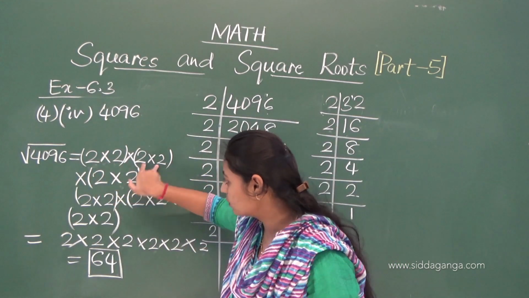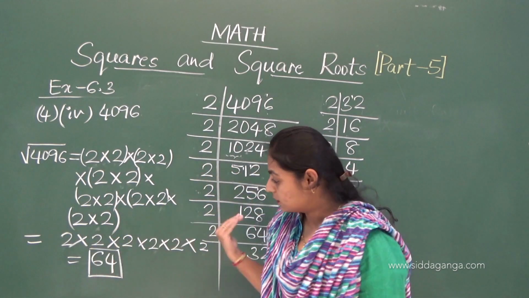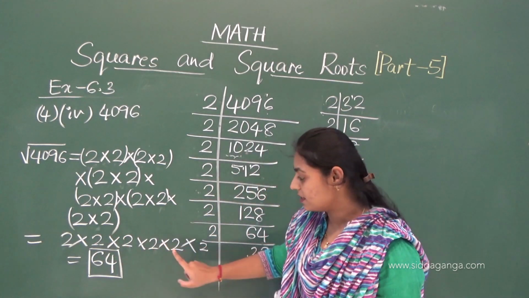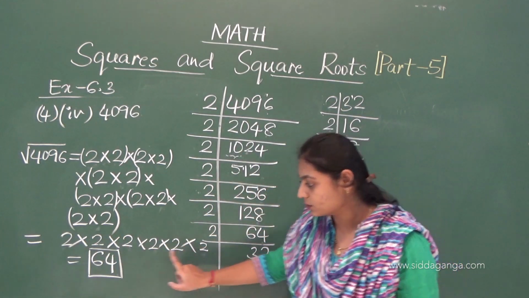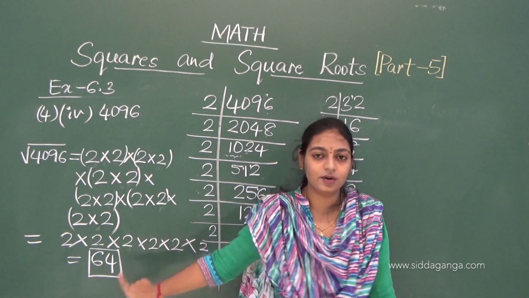2 into 2 into 2 into 2 into 2 into 2. Multiply those numbers. 2 2s are 4, 4 2s are 8, 8 2s are 16, 16 2s are 32, 32 into 2 is 64. Root of 4096 is 64.